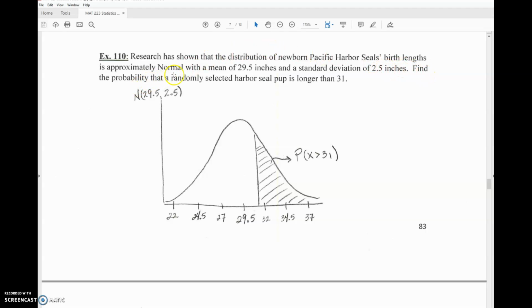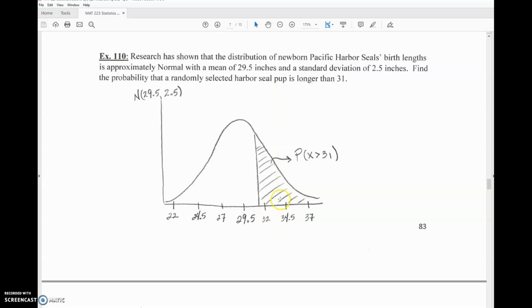Find the probability that a randomly selected harbor seal pup is longer than 31 inches, I should have said there. So first of all, I draw a quick sketch of a standard bell curve here, and then I want to look at the normal distribution with a mean of 29.5, standard deviation of 2.5. So right in the middle is 29.5.